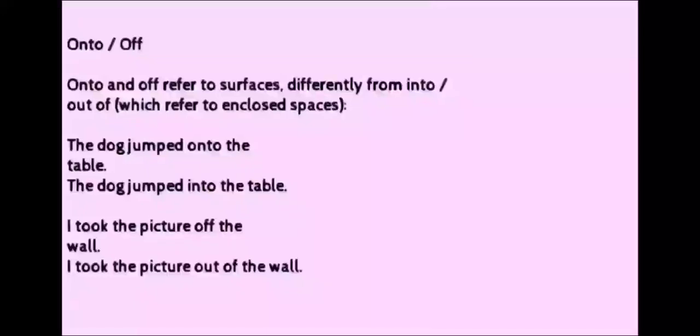Okay, so the first one is correct. I took the picture off the wall. I took the picture out of the wall. Wall is not an enclosed place, so we are not using out of. The first one is correct, that is, I took the picture off the wall. That means I have taken it off the surface, that is the wall. Clear students? When there is an enclosed place, we will use into and out of. When we are talking about a plain surface, we will use the words onto and off. Understand beta? The concept being enclosed space as well as surface.